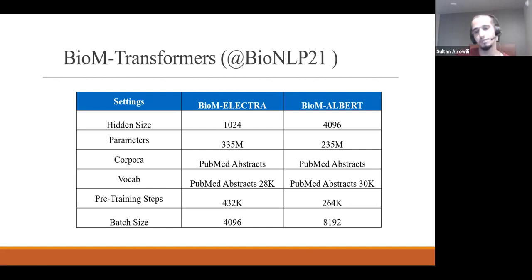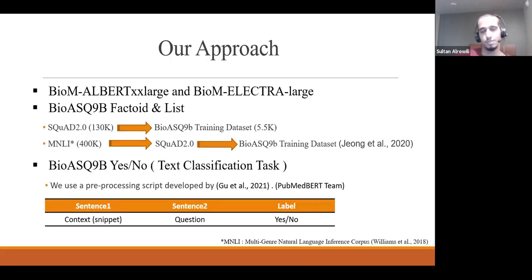we pre-train it for 400 steps in the case of ELECTRA with a batch size of 4,000, and for 200 steps with a batch size of 8,000 in the case of ALBERT. So this is probably the main contribution of our work in BioASQ, that we use our large BioM-Transformers model. So this is our approach in the BioASQ challenge this year.